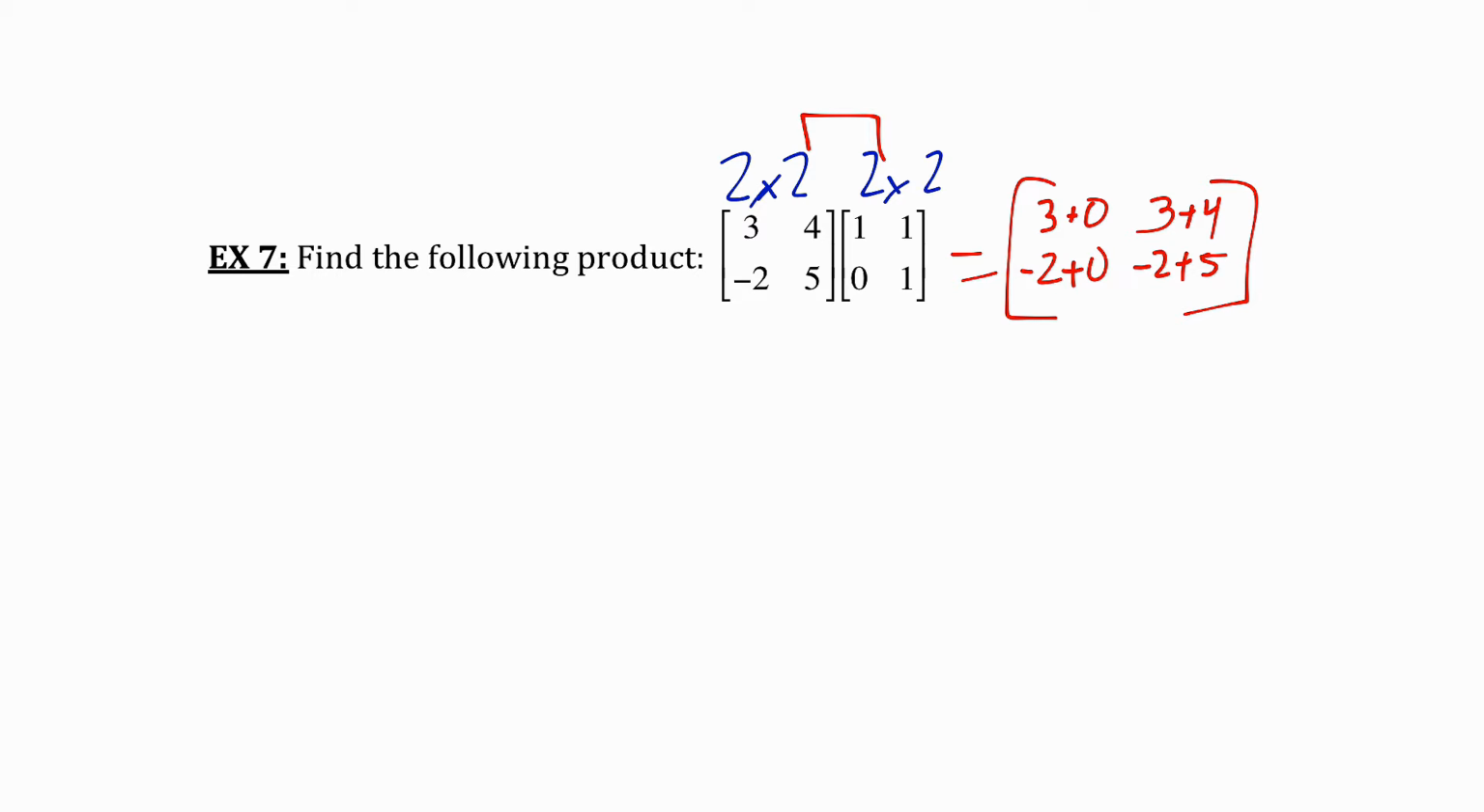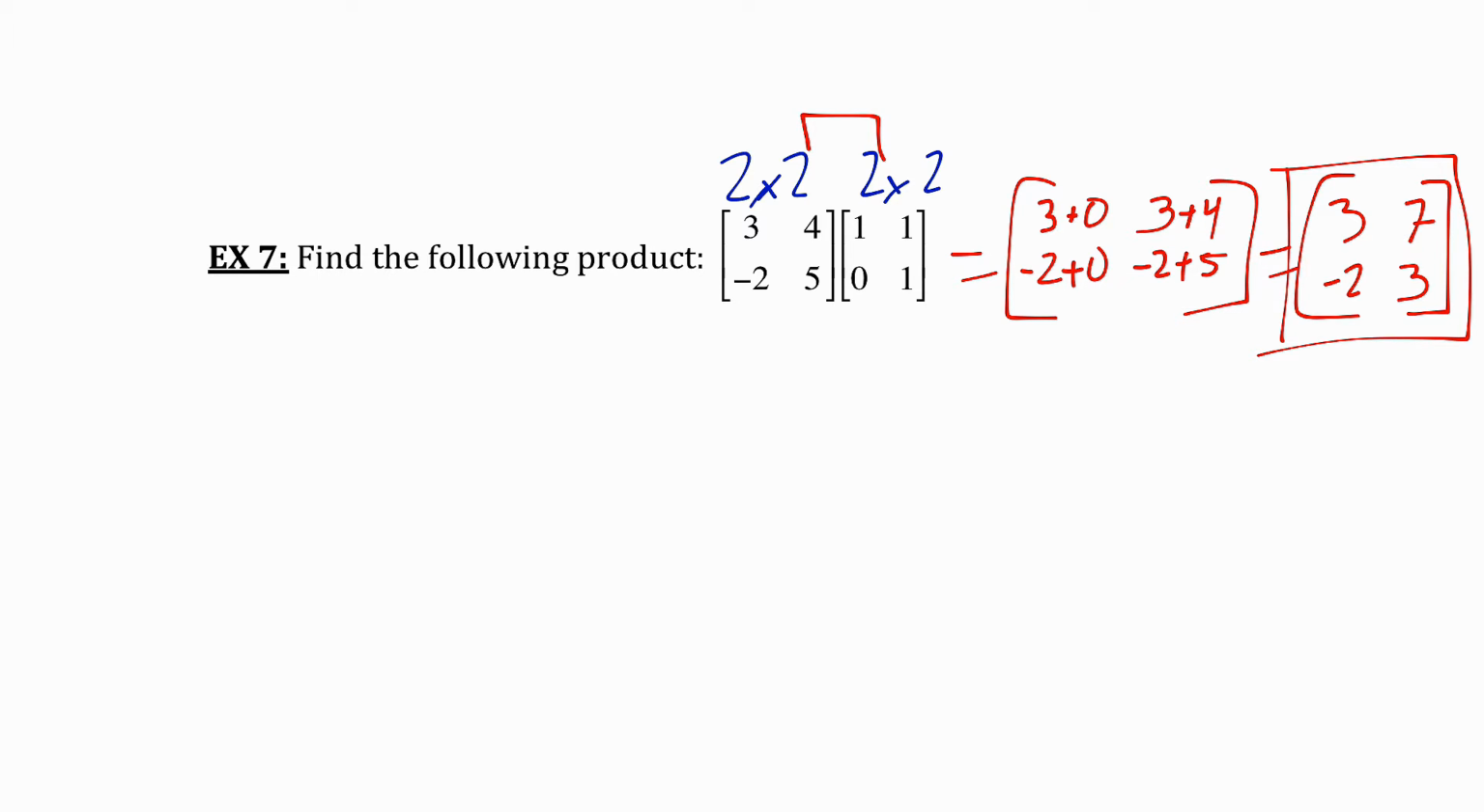You don't need to write quite as much as we did in the last matrix, but I would still definitely indicate what's being added together, especially once we get to larger matrices. It can get easy to get lost. So first row, first column, 3 plus 0 is 3. First row, second column, 3 plus 4 is 7. Second row, first column, negative 2 plus 0 is negative 2. Second row, second column, negative 2 plus 5 gives us a grand total of 3. So this is our final matrix, the product of those two matrices being multiplied by each other.